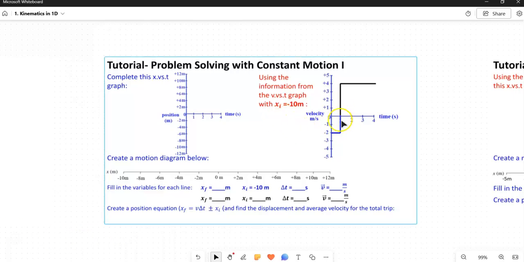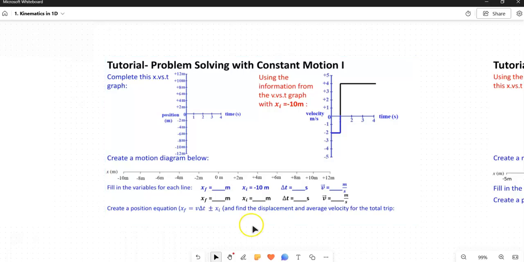It looks like we have two parts to the velocity versus time graph, a blue part and a black part. The black part starts here at the 1 second mark and goes on to 4 seconds, while the blue part goes from 0 seconds to 1 second. And it gives us this information: our starting position is -10 meters. It doesn't matter what order you do this in, you just have to complete all of it.